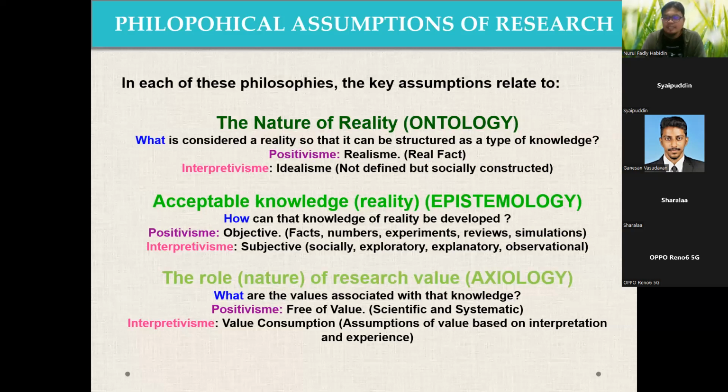For example, the relationship between A and B is significant. So your answer is scientific and systematic. That's why you need numerical and statistics in order to answer your research objective. But qualitative, interpretivism, the value assumption is based on interpretation and experience. And you make a purposive sample. You interview 10 participants. From your transcribe you get the themes and sub-themes.